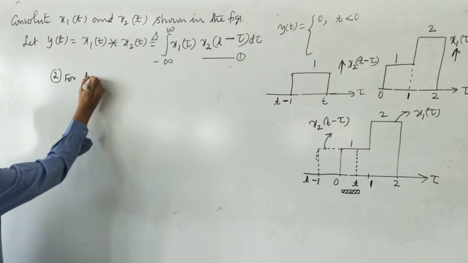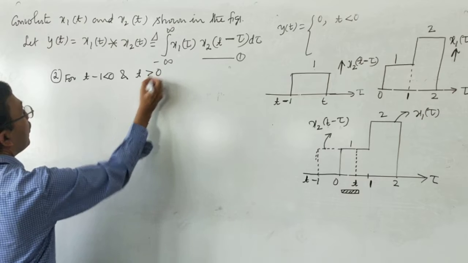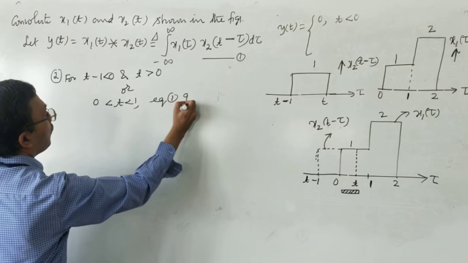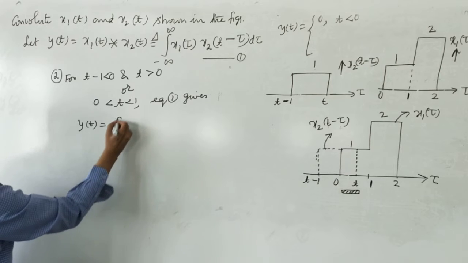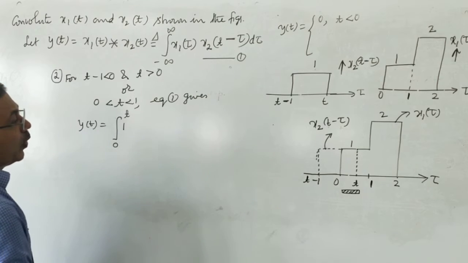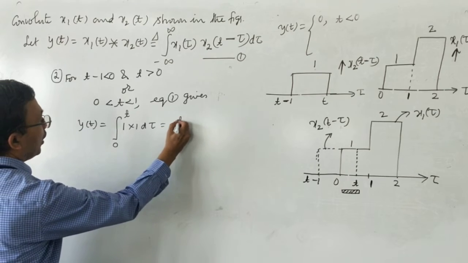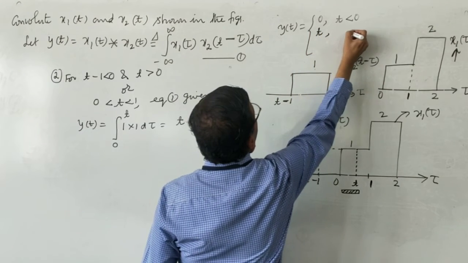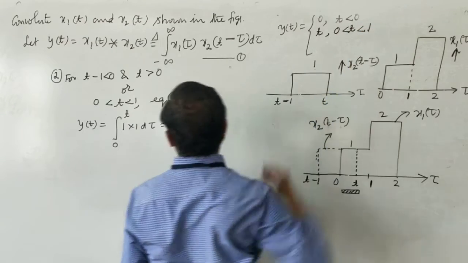For t minus 1 less than 0 and t greater than 0, or t greater than 0 less than 1, equation 1 gives, please watch, y of t equals limits of integration 0 to t. In the overlapping region, what is x1 of tau? It is 1. What is x2 of t minus tau? That is 1. If you integrate this and put limits, you get t. So I will write down here t for t between 0 and 1.